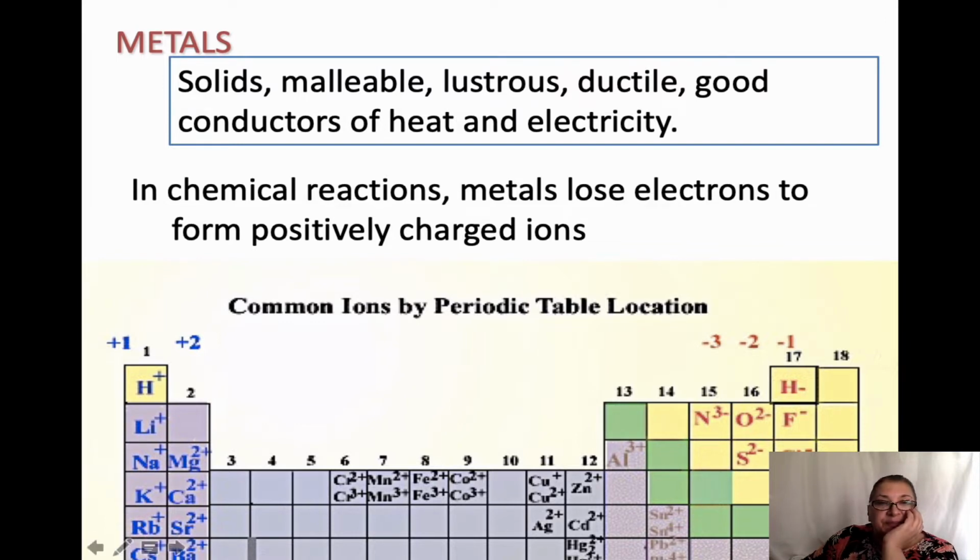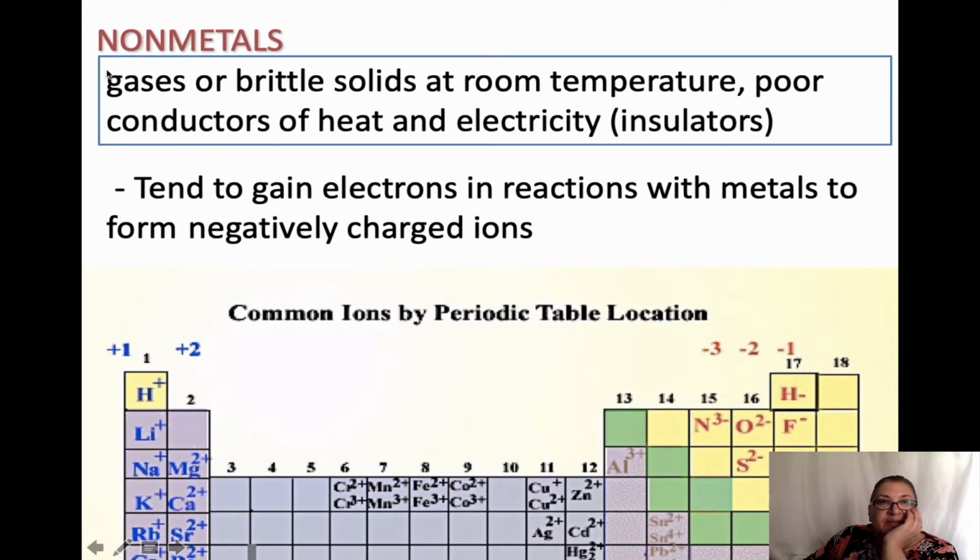And usually metals have few electrons, so they're most likely to lose electrons and become positive. For nonmetals, they're usually gases or brittle solids at room temperature. They're poor conductors of heat and electricity. And they usually have 5, 6, or 7 valence electrons, so they're most likely to gain electrons to get to 8, and they become negatively charged.